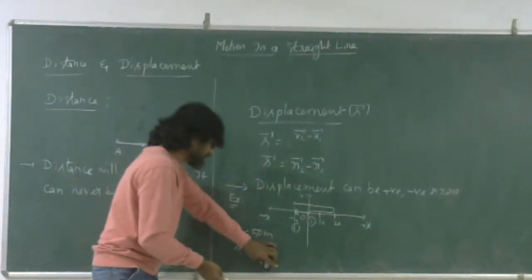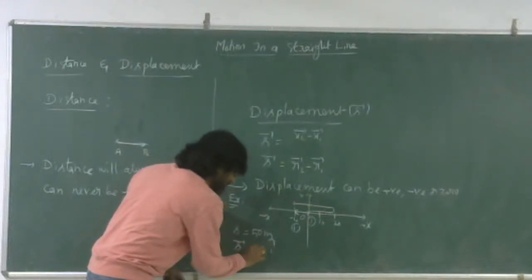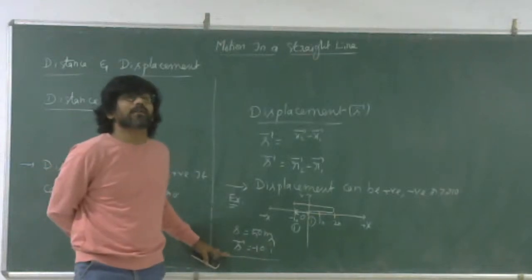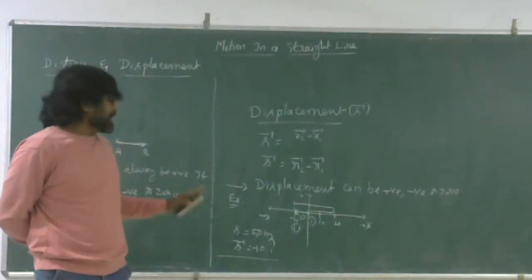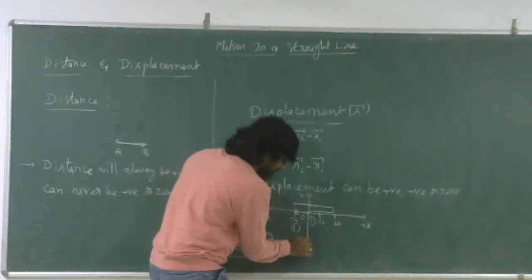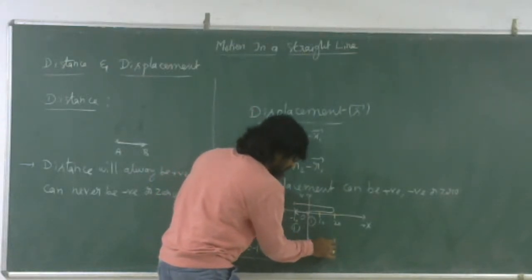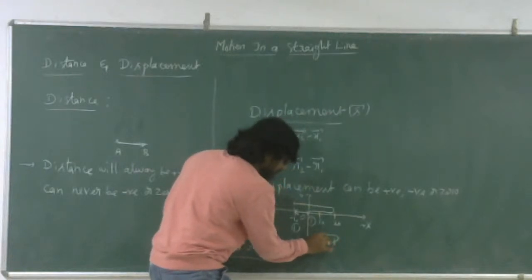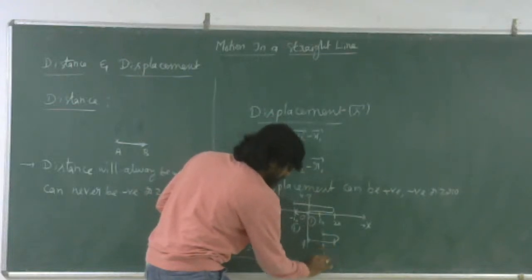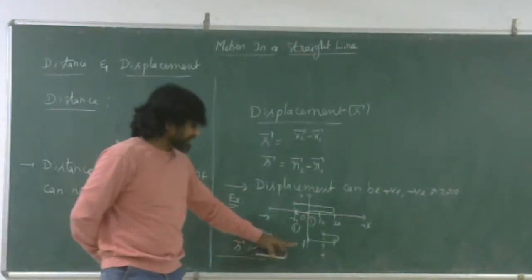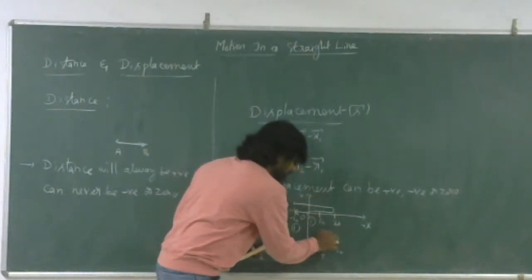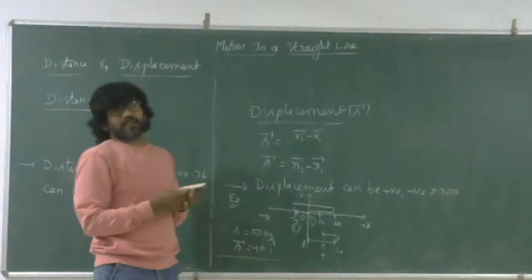So this can be expressed as minus 10 i cap, or 10 into minus i cap, or minus 10 i cap. So here displacement is negative. Whereas if the particle has traveled from here to the 20-meter position, then traveled back to the 10-meter point only, this is the initial point, this is the final point. In that case, distance is 20 plus 10, 30 meters.